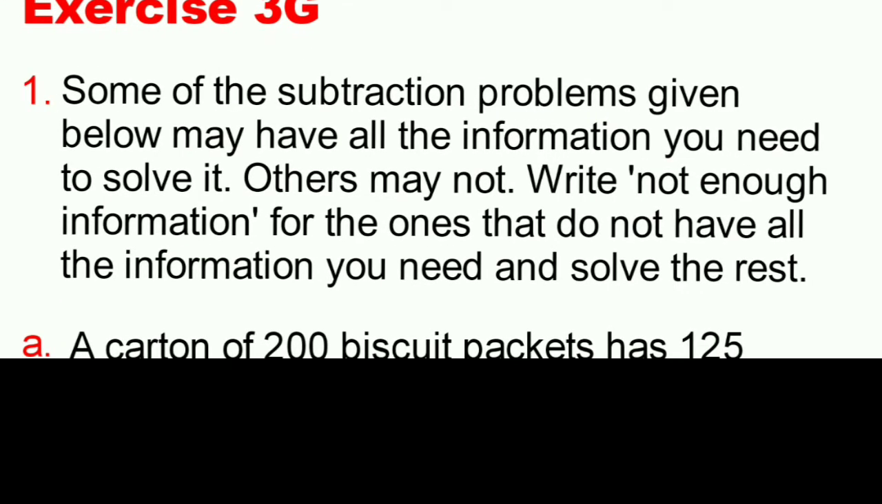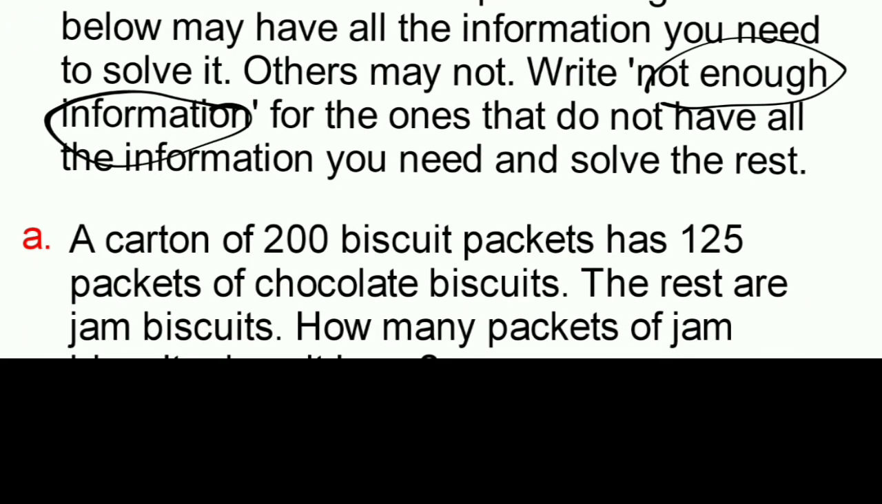Some of the subtraction problems given below may have all the information you need to solve them, others may not. Write "not enough information" for the ones that do not have all the information you need, and solve the rest.